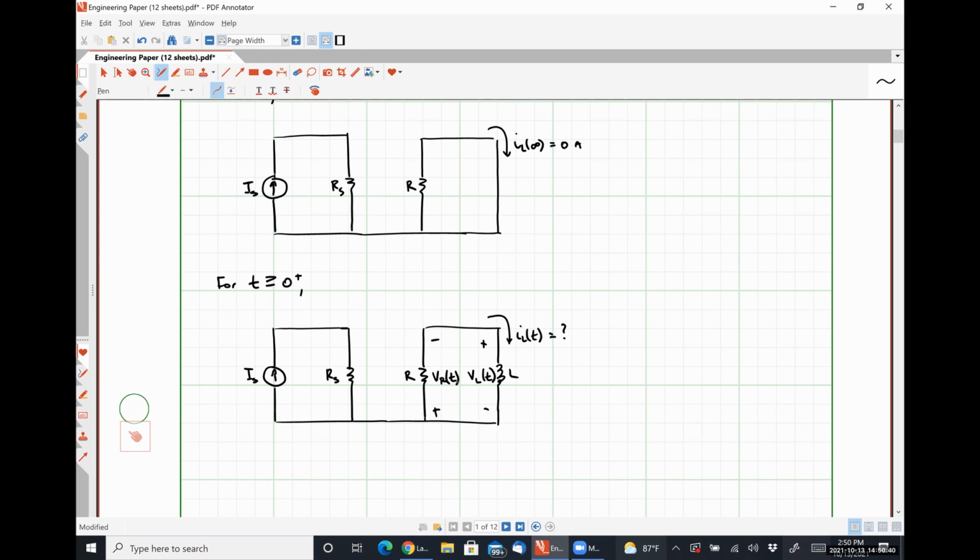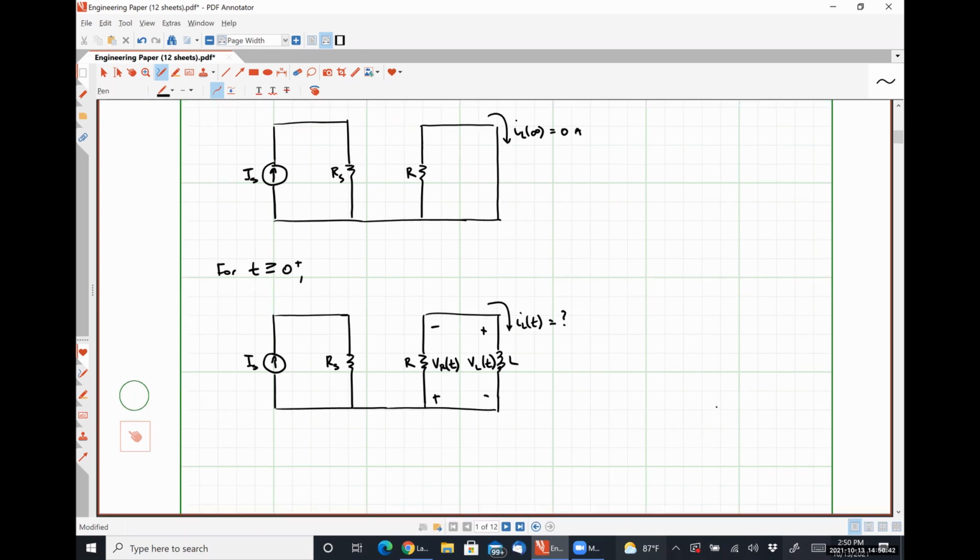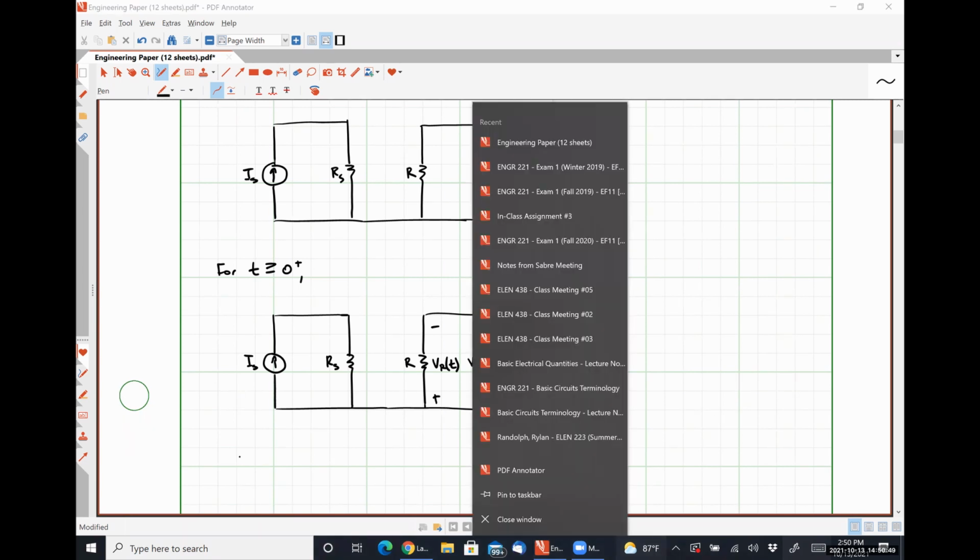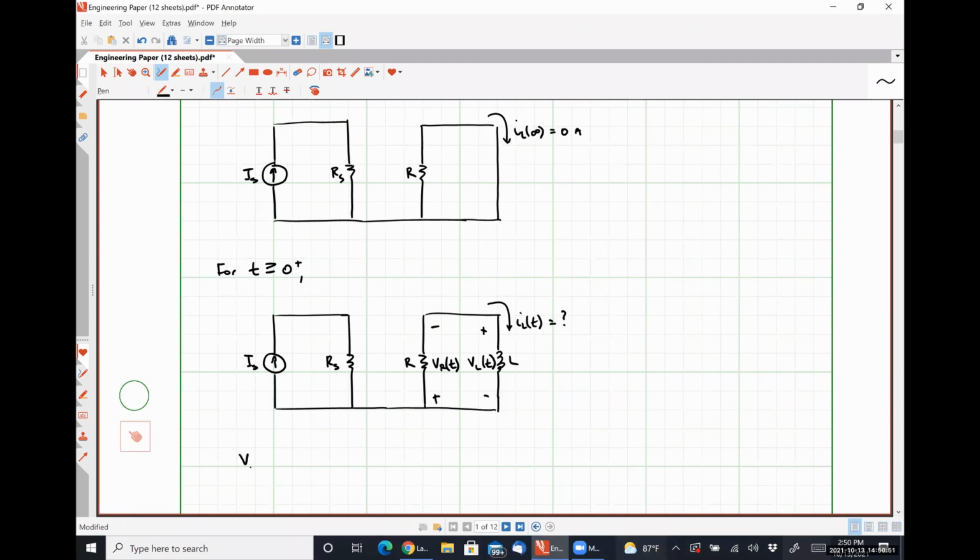So what I can do is apply Kirchhoff's voltage law, and I can say that VR of t plus VL of t must equal 0 volts. Okay, anybody got any problems with that? Hopefully fairly straightforward. And I've assigned all my polarities in such a way to make that happen.